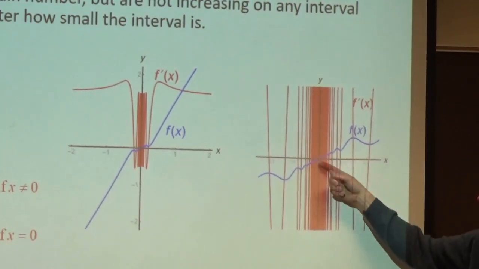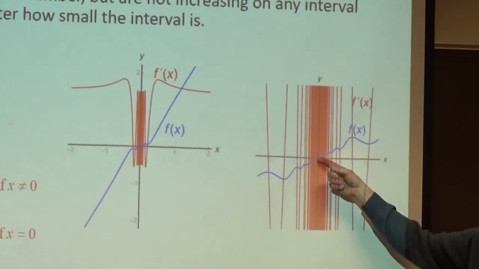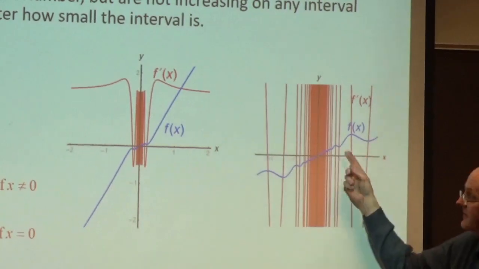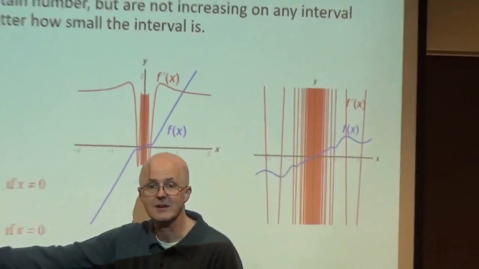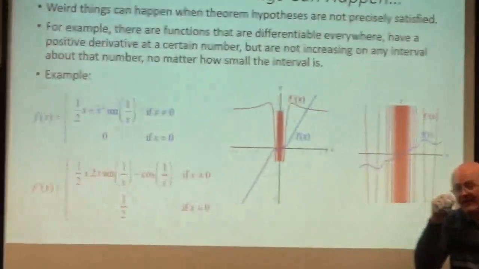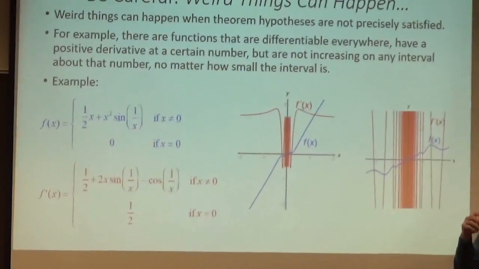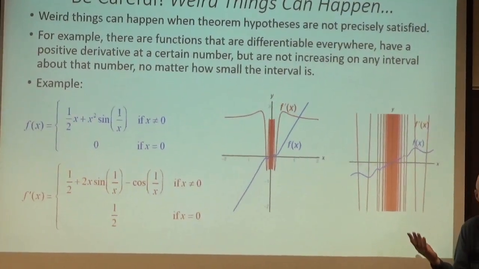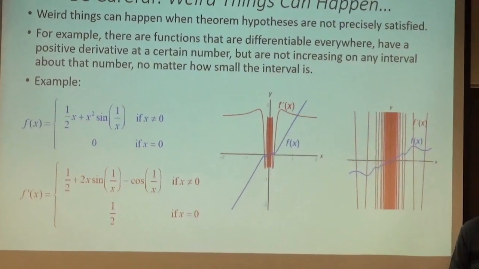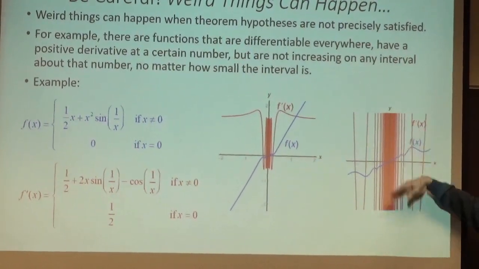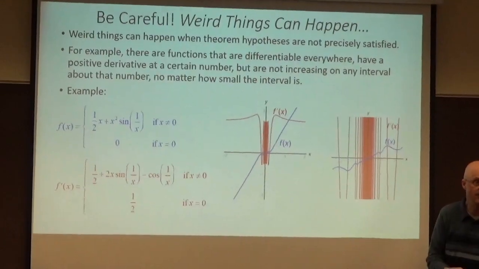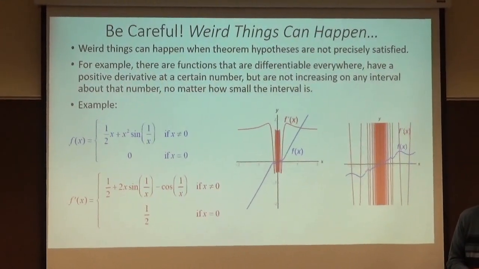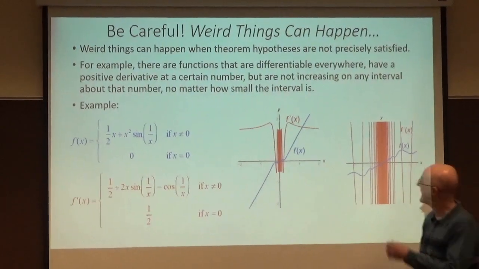If you zoom in closer and closer to the origin there, it does look more and more like a straight line with the slope of 1/2. The derivative at 0 is 1/2. But there are ever so tiny little oscillations that you wouldn't even be able to see that are preventing it from actually increasing on any interval near 0. I mean, its derivative is positive and negative on any interval near 0 for that matter. So wild, weird things can happen, okay?